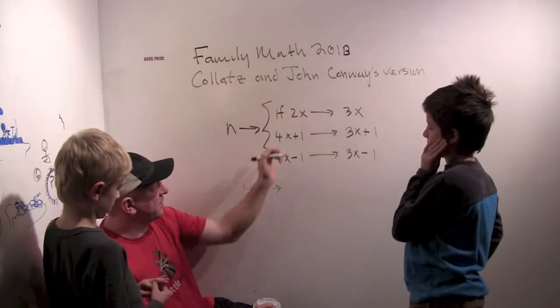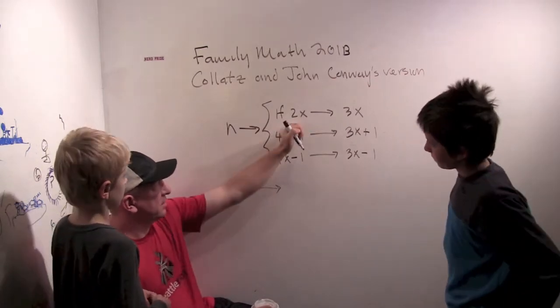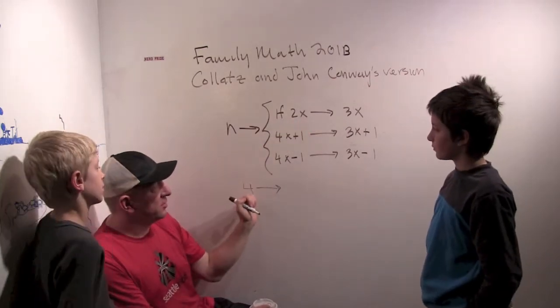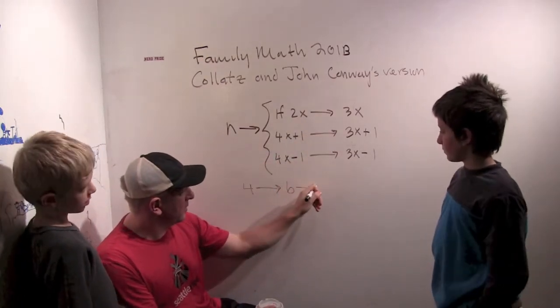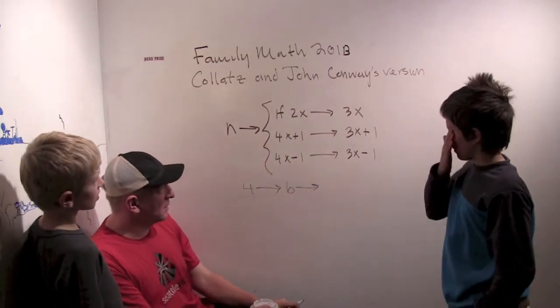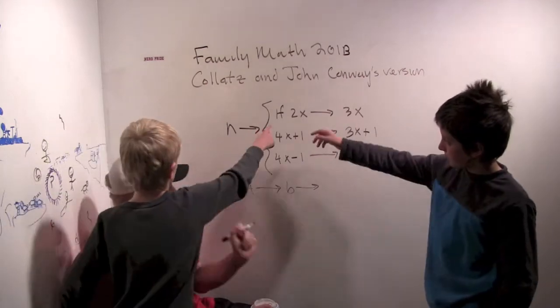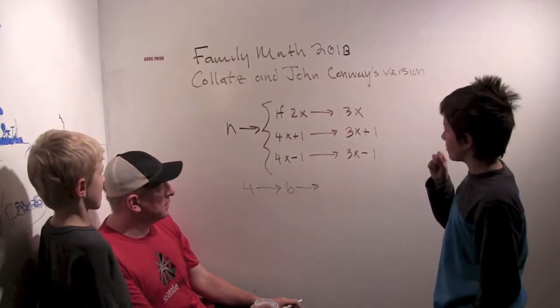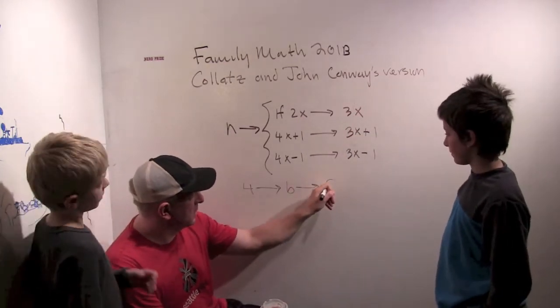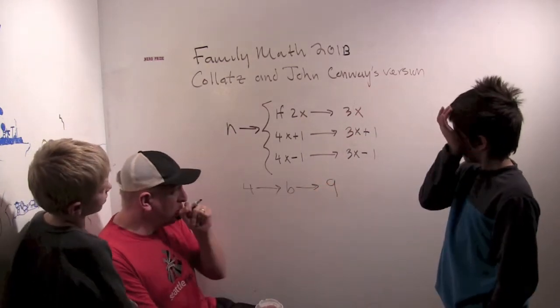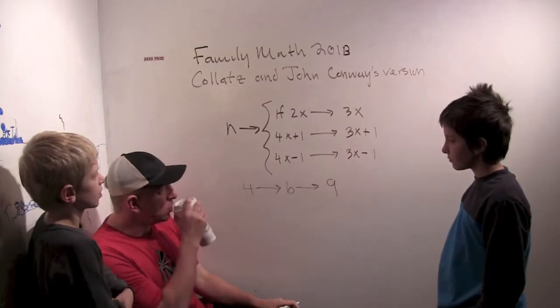Right, so we find that this is 2x. It's 2 times 2, so we must map it to 3 times 2. What does 6 go to? 6 is the 2x. 2 times 3 this time, so it's going to go to 3 times 3, 9.